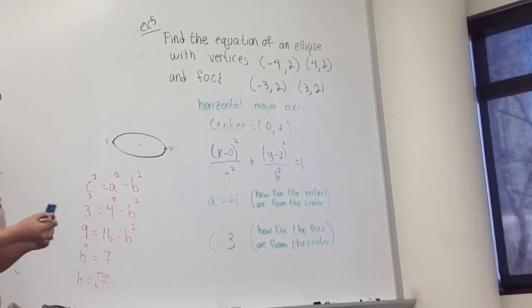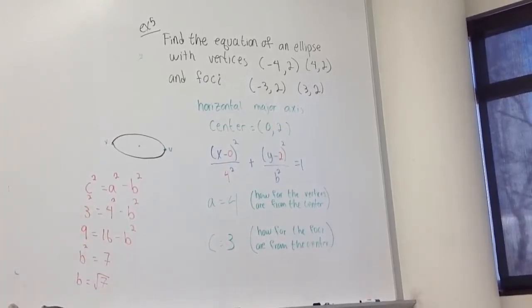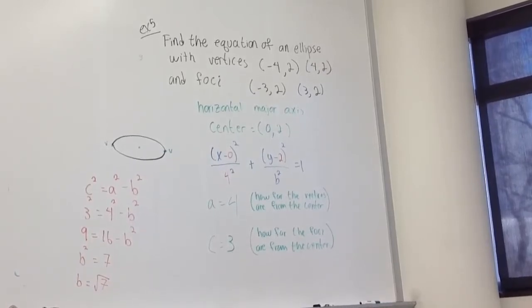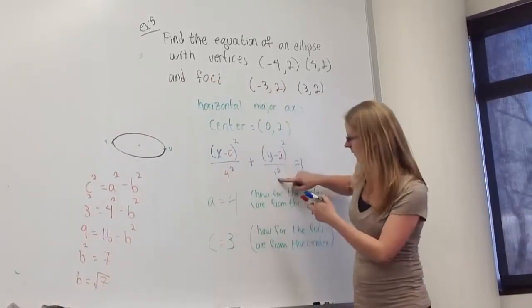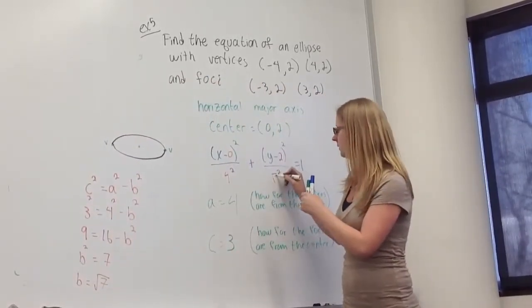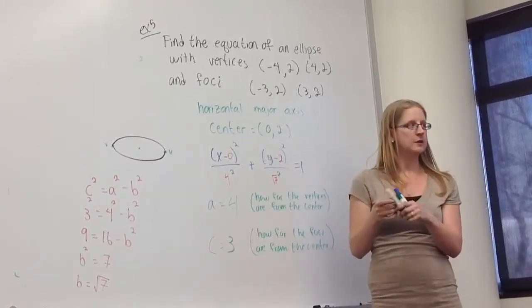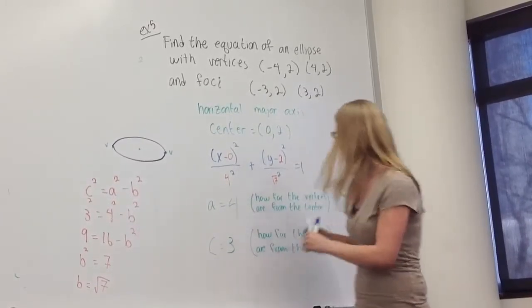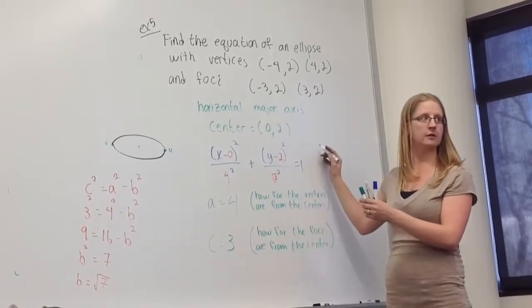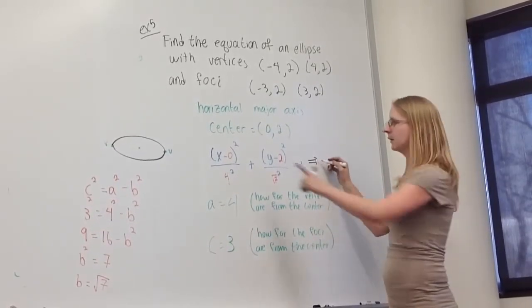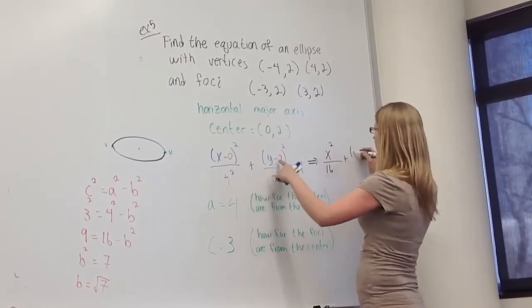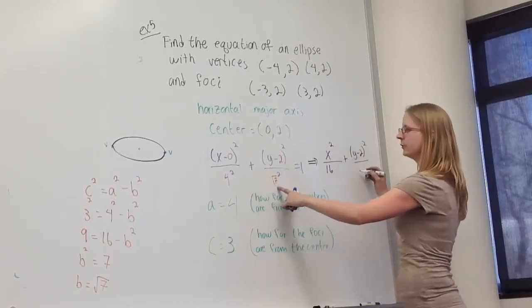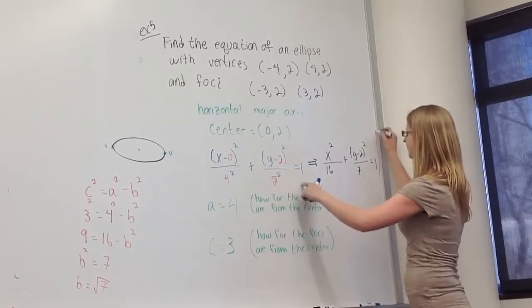Bear with me, believe me, I did solve that correctly, I promise. At least I think I did, I hope I did. I tried really hard to. So now I've got b equals the square root of 7. So what's going to go here? Square root of 7 squared, right? So then you take all of this and just rewrite it. Simplified version: x minus 0 is just x. 4 squared is 16. (y minus 2) squared over root 7 squared, which is 7, equals 1.